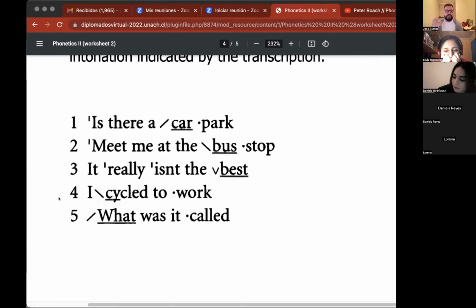Okay, and 5th, what was it called? So I can see that that sentence or that construction keeps the same tone, that is falling tone. That's why I can identify that the correct one is the one with a rising tone. All right.